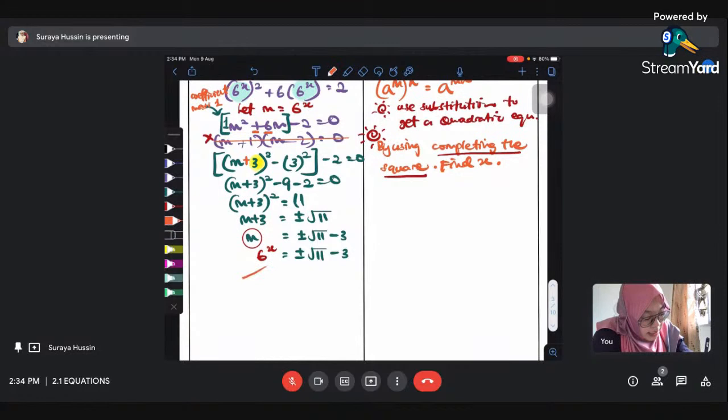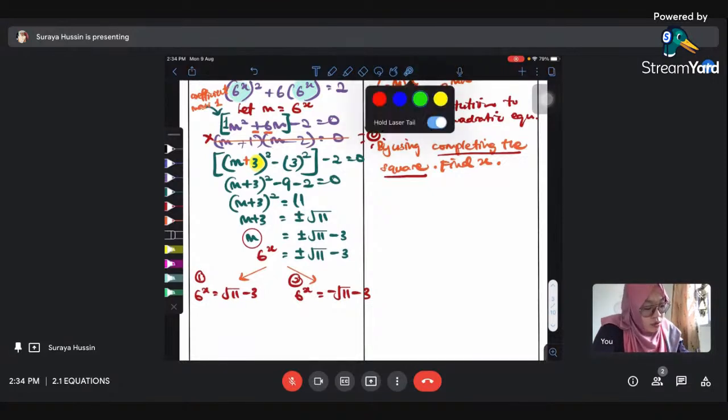Kita patut jadikan dia sebagai 2 equation yang berbeza. Dia akan jadi 6x. Equation yang pertama adalah 6x is equals to positive square root 11 minus 3. Dan equation yang kedua adalah 6x is equals to negative square root 11 minus 3.